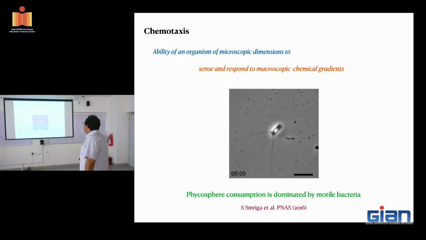Okay. Then, what is chemotaxis? The ability of an organism of microscopic dimensions to sense and respond to macroscopic chemical gradients. Okay. So I was talking about a lysis event. Here is a single, let's say, phytoplankton, and the phytoplankton is dying. Lysis is happening. Things are coming out. I will just play this video for you.